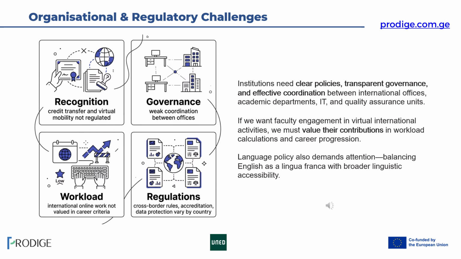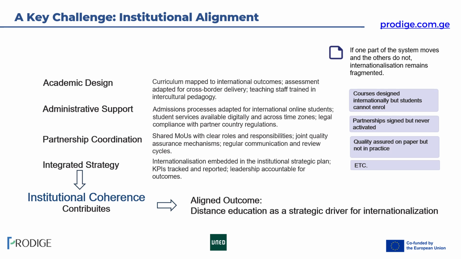Another challenge relates to workload and incentives. Developing online international activities takes time and expertise, but these contributions are not always recognized in workload allocation or career progression. If institutions want faculty engagement, they need to value this work properly. Finally, universities must operate within national frameworks related to accreditation, cross-border provision, fees, data protection, and language policy. This means that internationalization through distance education is not only an academic matter, it is also a government and compliance matter. One of the most important challenges we face is achieving real institutional coherence.